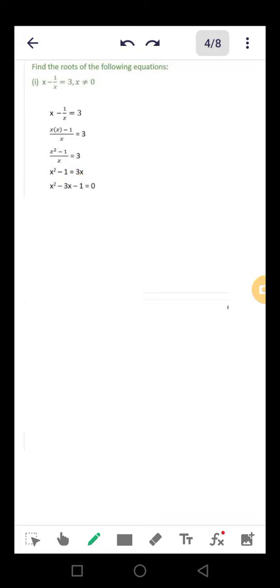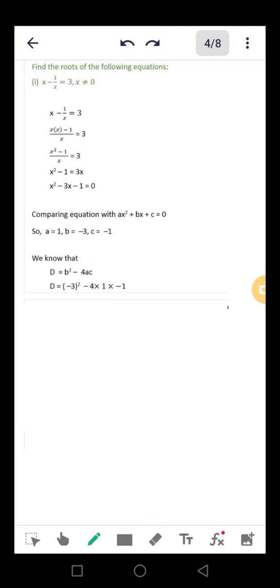Now I'll use the quadratic formula, same thing we did in the previous question. We'll first find the values of a, b, c. a is 1, b is minus 3, and c is minus 1 here. We compare this with the standard form and get the values of a, b, c. Then we find the discriminant, b square minus 4ac, that is minus 3 square minus 4 into 1 into minus 1. Minus 3 square becomes 9, and minus into minus is plus 4. So 9 plus 4 is 13.